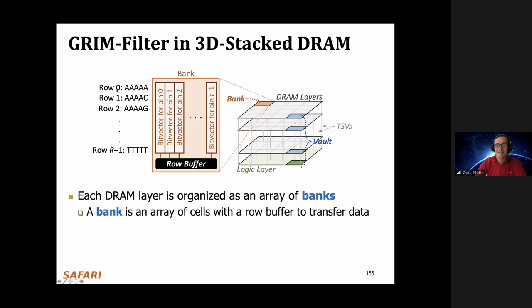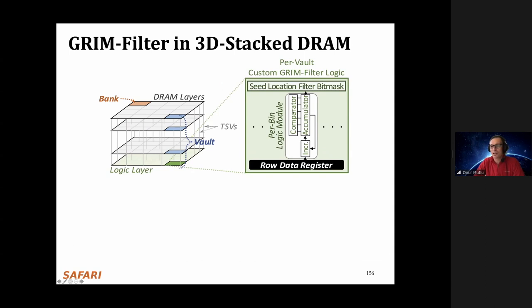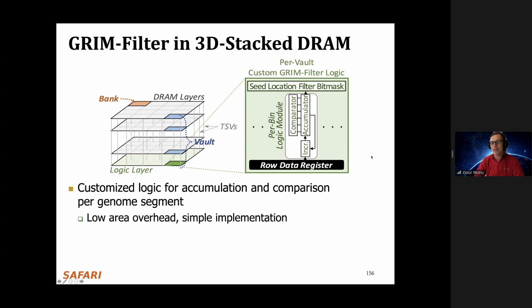And you can see that these are the tokens over here. So basically, the layout of these bit vectors enables filtering many bins in parallel. You can search for a given token across many, many bins, as many as you can store. And the per-vault GRIM-Filter logic is also very, very simple. As you can see, you need to have an accumulator, comparator, and an incrementer. And then, of course, you need to store the bitmask that you get. It's very customized logic, as you can see.